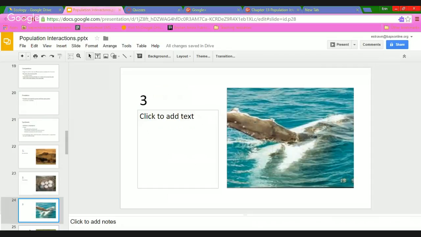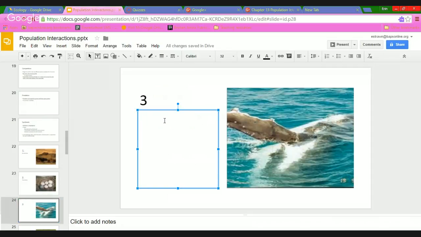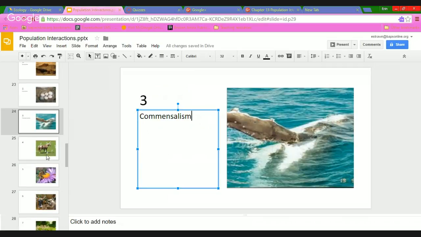Here is a picture of a whale's flipper. He has barnacles living on it. The whale is so big he does not notice the barnacles living there, but the barnacles, they get access to the more nourishment-rich waters deeper in the ocean rather than just being stuck to a rock. So what type of relationship do you believe this is? Go ahead and pause the video and type it in. If you said commensalism, you are correct. If you didn't say commensalism, go ahead and fix it.